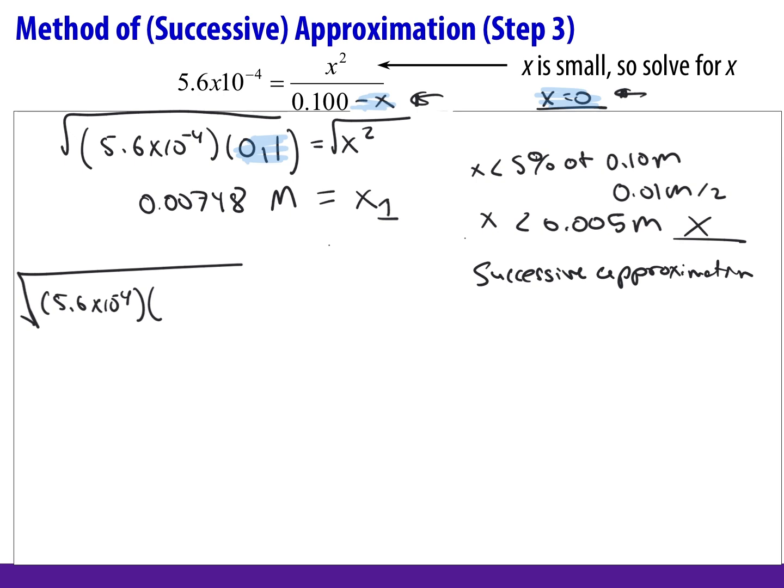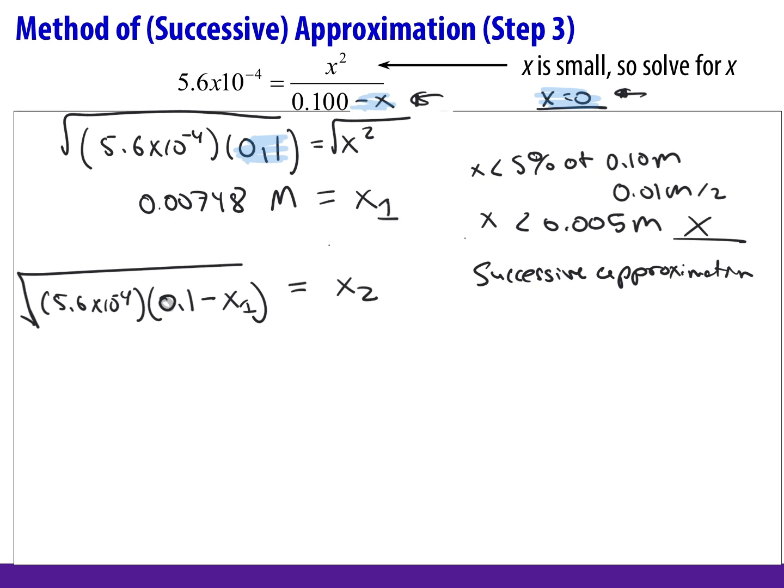Now I'm going to do 0.1 minus X1 is my new guess. So I'm going to say, well, now X is probably pretty close to 0.00748. So that's the math I'm going to do. 0.1 minus 0.00748 is my answer, and I'm going to let that equal my next guess, x2.